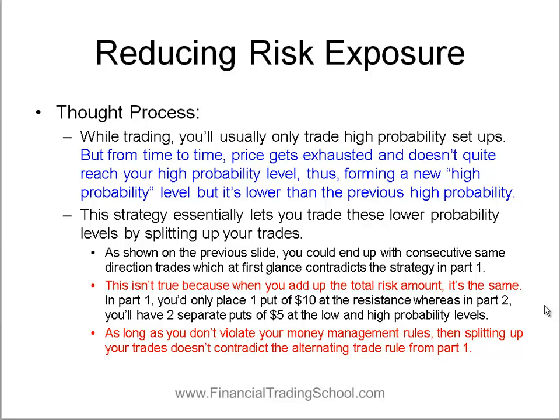As long as you don't violate your money management rules, then splitting up your trades doesn't contradict the alternating trade rule from Part 1. So, as you'll recall, in Part 1, I said you should only place a put, then a call, then a put, then a call. Here, if you're splitting it up, you'll have put, call, put, call, something like that. But the two puts add up to the same amount as the one put from before. So it doesn't matter. As long as you don't contradict your rules, then you should be fine.